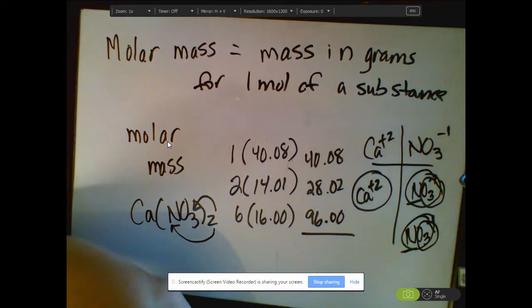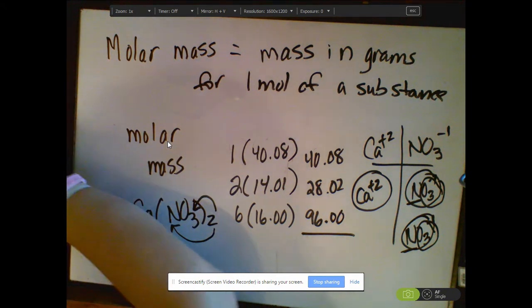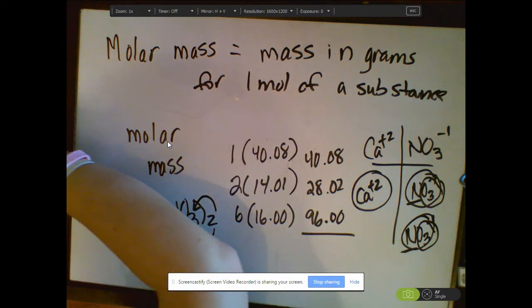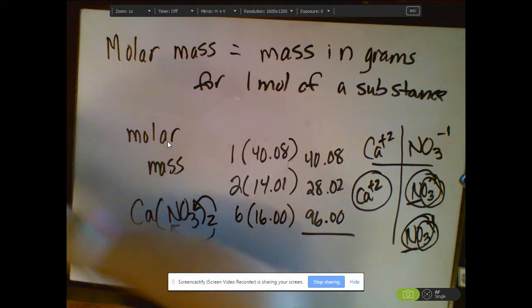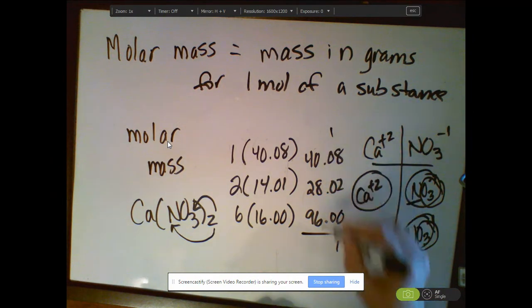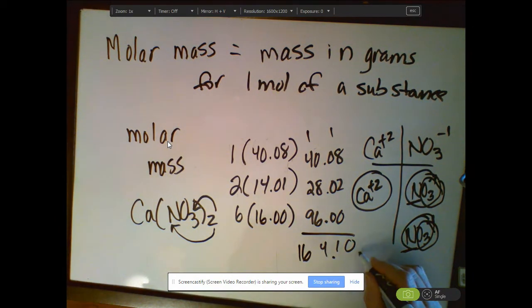So what you're going to get when you add this together for molar mass is 40.08 plus 28.02 plus 96 equals, oh, that didn't work right. Let me just add it up here. I'm having calculator issues. 114.7. Hopefully 164.10. Again, please excuse me if my math is wrong.